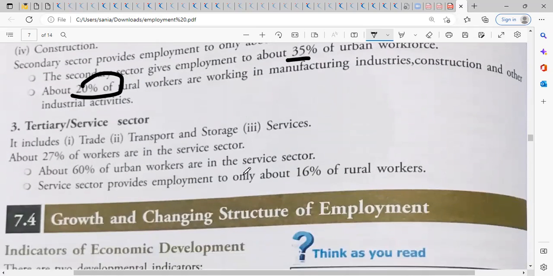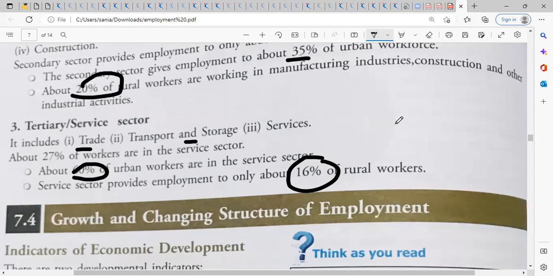Then coming to the tertiary sector, which includes trade, transport, storage, and services like this. Over here, 27% of the workers are engaged in the service sector, 60% from urban areas and only 16% from rural areas.